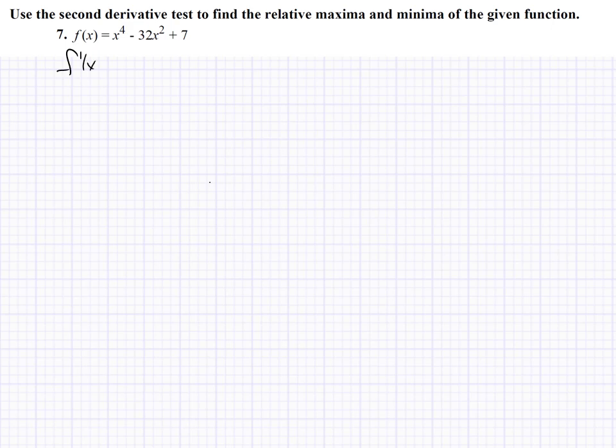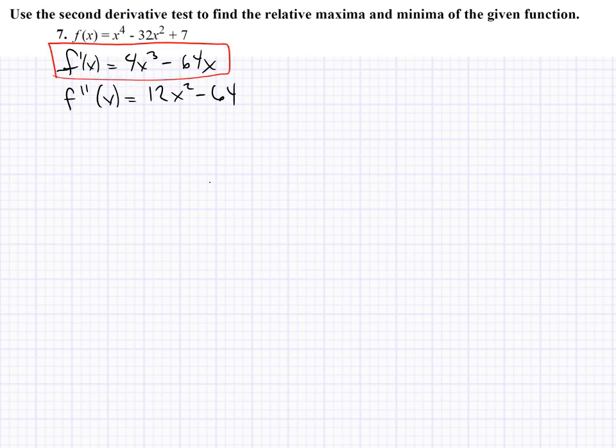So the first derivative would be 4x cubed minus 64x. The second derivative would be 12x squared minus 64. Okay, so now we know that relative max and mins come from critical values out of the first derivative. So that's what I'm going to do first. I'm going to find where the first derivative is 0 and where the first derivative does not exist. Same example over and over again. This is a polynomial. We don't have to worry about not existing.